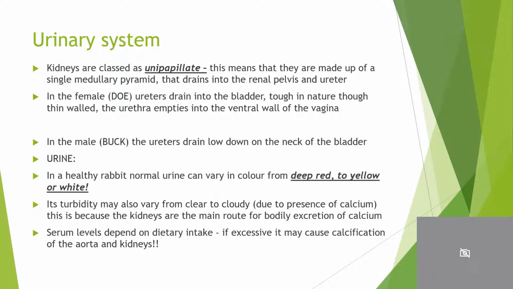Urine. In a healthy rabbit, normal urine can vary in colour from a deep red to yellow or white, so very different to that of the cat and dog. Its turbidity may also vary from clear to cloudy, and this can be due to the presence of calcium, and this is because the kidneys are the main route for the body to excrete calcium. Their serum levels depend on dietary intake. If excessive, it may cause calcification of the aorta and the kidneys.